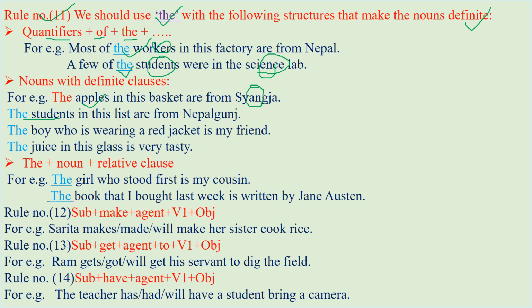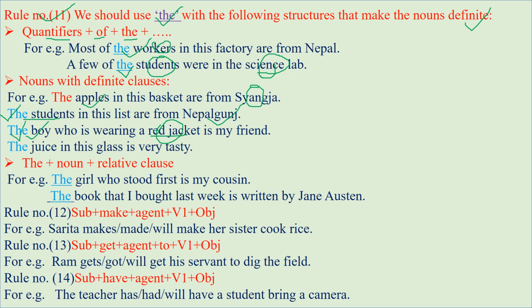The students in this list are from Nepalganj. So a certain list has been made, and the students in this list are from Nepalganj, not from other districts. So we should use the. The boy who is wearing a red jacket is my friend. So the red jacket has made the boy definite here. So we should use the.